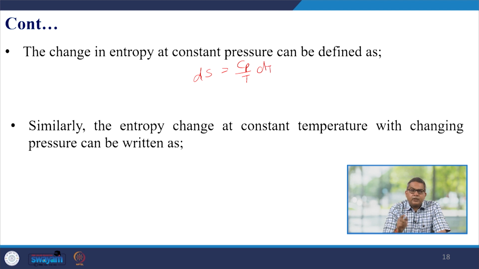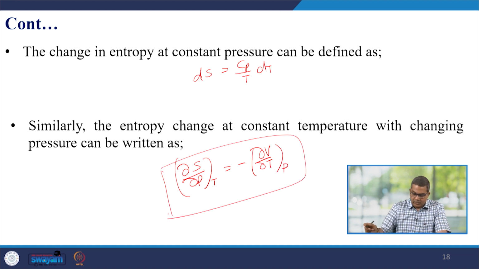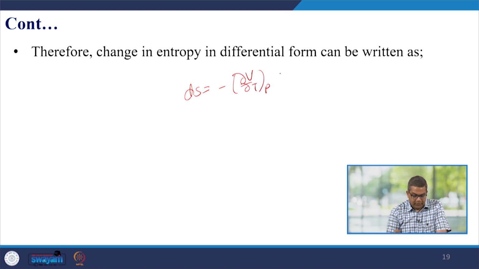is equal to Cp over T dT. Now, similarly, the entropy change at constant temperature with changing pressure can be written as del S over del P at constant temperature, that is minus del V over del T at constant pressure. This is sometimes referred to as the Maxwell equations. Therefore, the change in entropy in the differential form, we can represent as dS is equal to minus del V over del T at constant P dP.